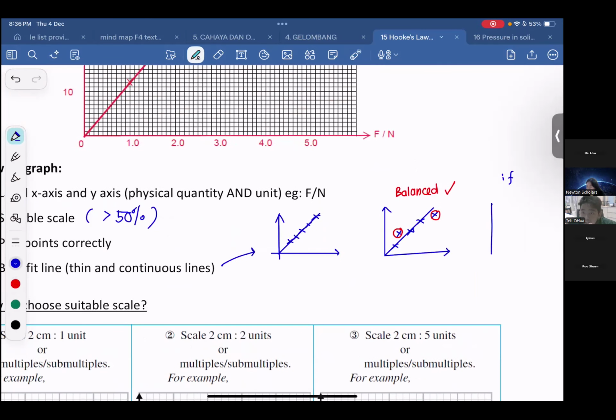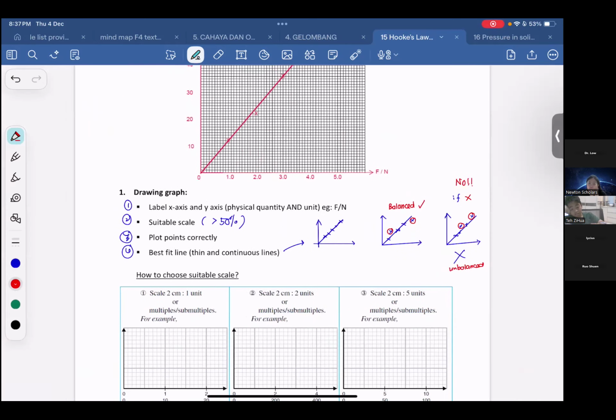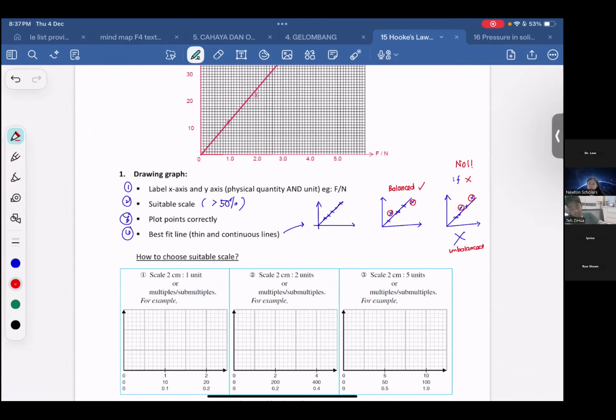If your graph is like that, like this, then for your last point, the best fit line, you will be deducted. This one, no. Because it is unbalanced. The 2 points here are both above and not touching your line. They are not balanced, not one up, one down. So these are the 4 points of how we plot the correct graph.